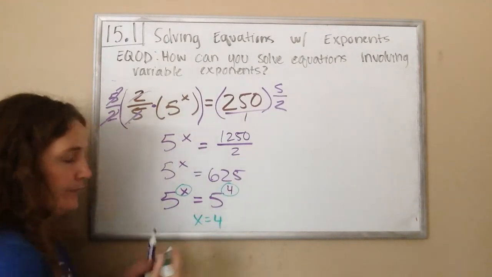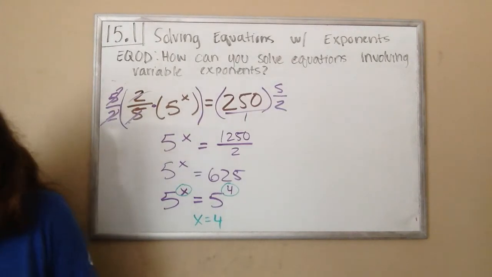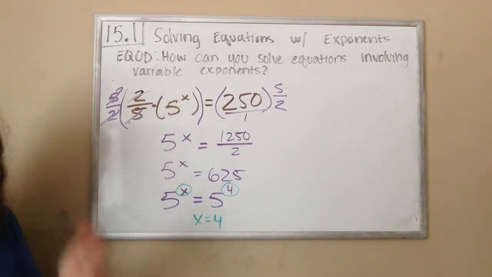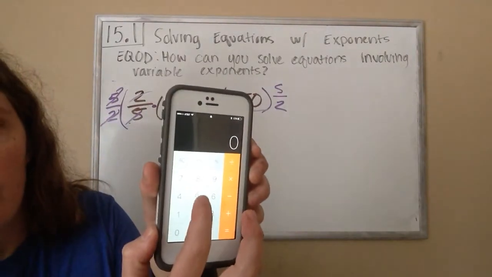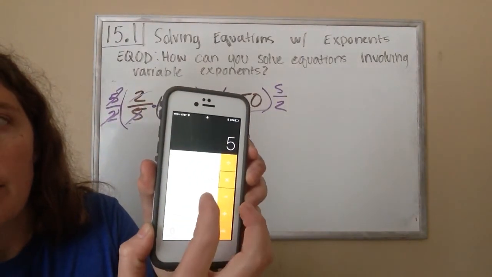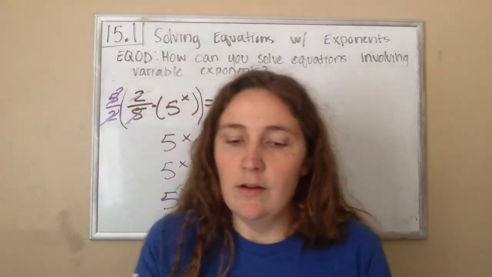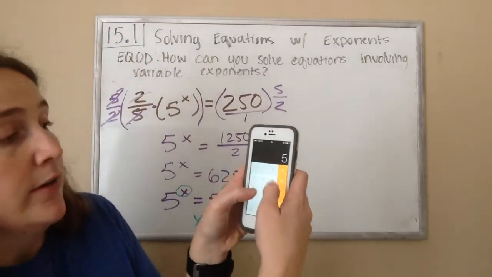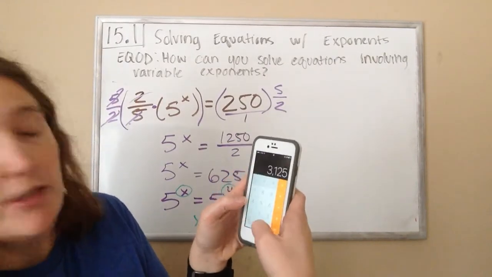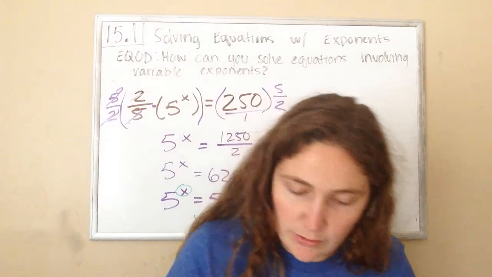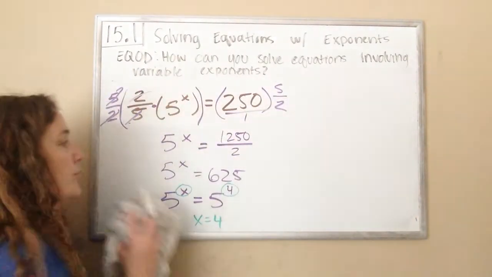x equals 4. Okay? And remember, if you can't do the multiplication real quick in your head, you just go in your calculator and go 5 times 5. Go 5 times 5 times 5 times 5 times 5 until you get the number you need, right? So you can also do it in the calculator just to check yourself if you're not so great with that mental multiplication.